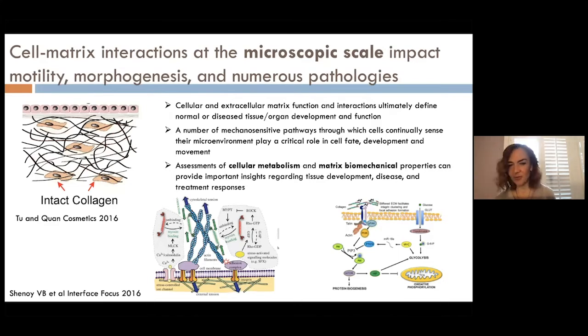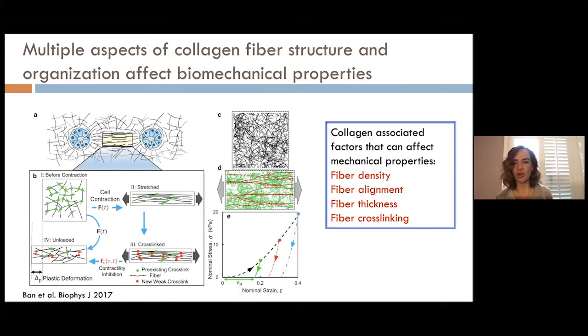I want to spend a little bit of time telling you about collagen, which, as I mentioned, is the dominant protein in our extracellular matrix. A number of studies have shown that the collagen fiber density, the alignment, the thickness, and the cross-linking levels are all impacting the biomechanical function and properties of that matrix that the cells continuously sense and respond to.